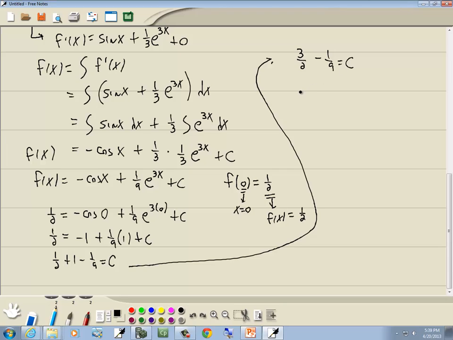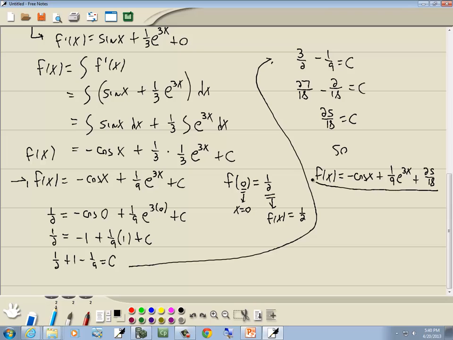Get a common denominator, which would be 18. Multiply the bottom part by 9, top part by 9. So 27/18 minus, bottom part by 2, top part by 2, equals c. So we get 25/18, assuming no basic math error. So this one right here now becomes f of x is equal to negative cosine x plus 1/9 e to the 3x plus c, which was 25/18, assuming no basic math error.